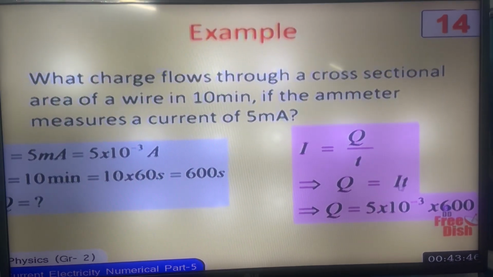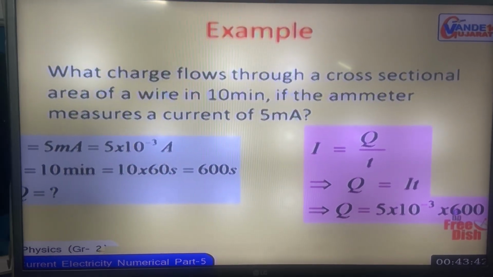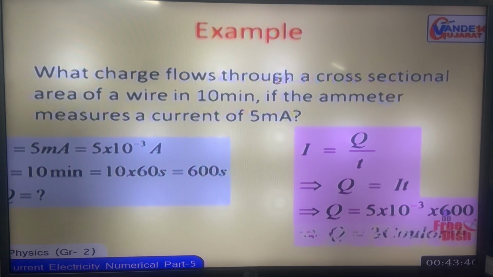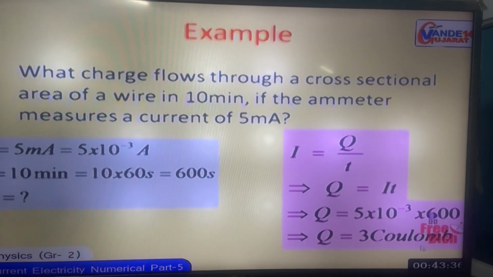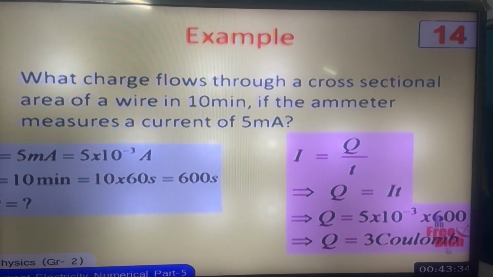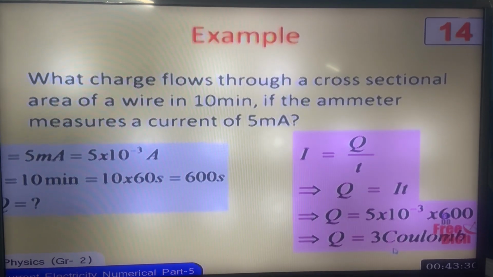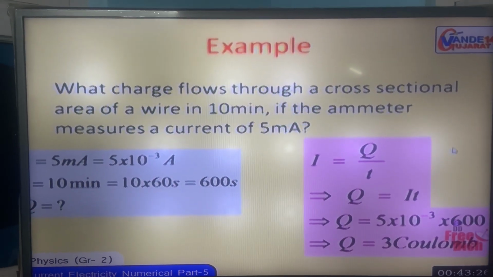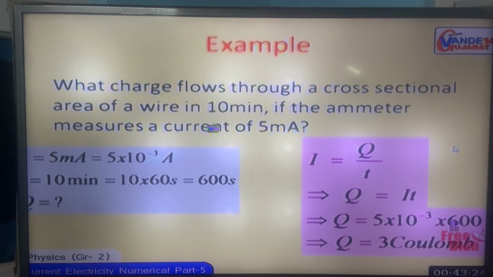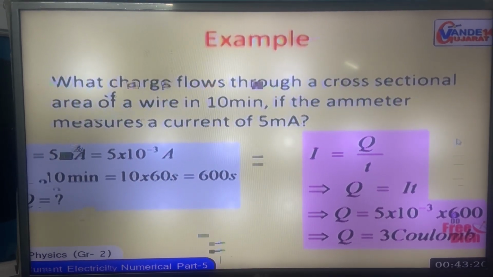I am substituting I as 5 into 10 raised to minus 3, T as 600, and I am getting Q equals 3 coulomb. Mind well, please don't forget to write the unit of the unknown quantity asked of you. That is equally important while calculating any numerical. Let us take another example.